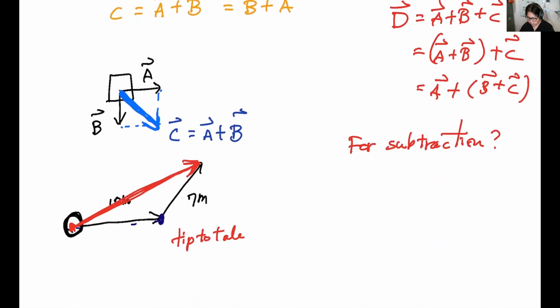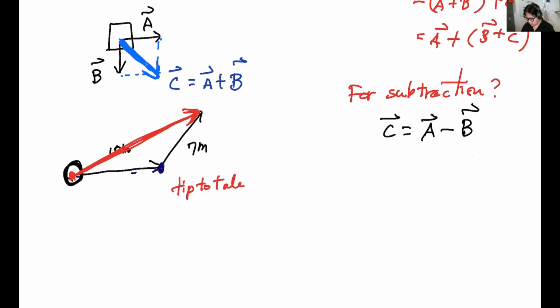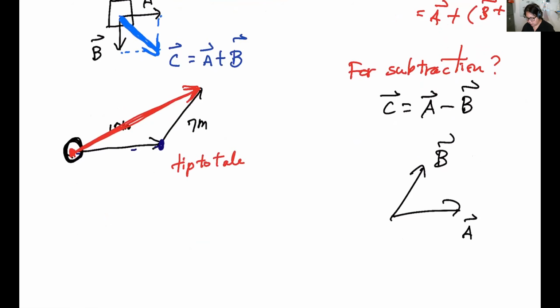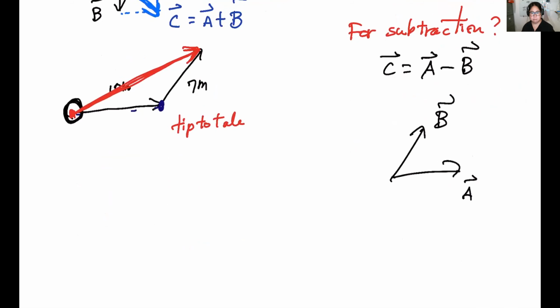So let's say in this case, C equals A minus B. I have an A vector here, and then I have a B vector. And I want to find A minus B. I want to subtract it. How do I do that?